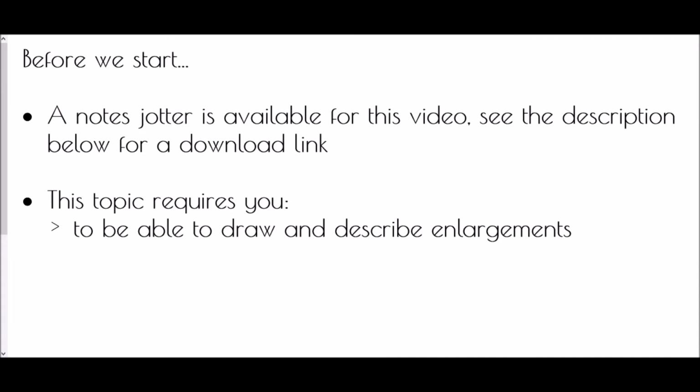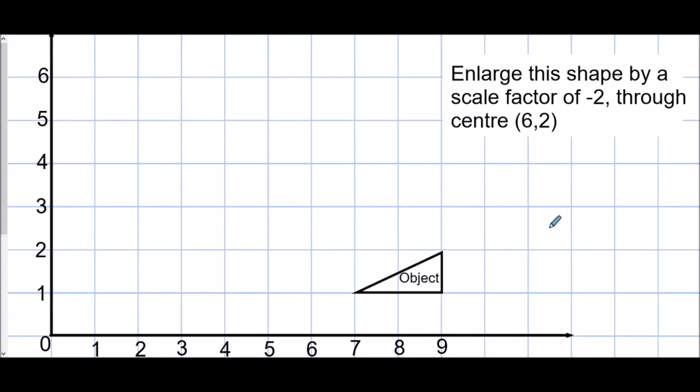Okay, so we're going to begin by enlarging this shape by a scale factor of -2 through centre 6, 2. In this situation, the first thing we need to think about is the centre of enlargement, so 6, 2, and that is right here. That is going to be the place where we draw our lines through.